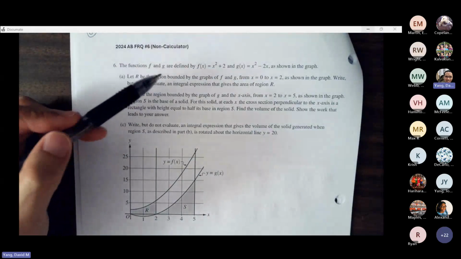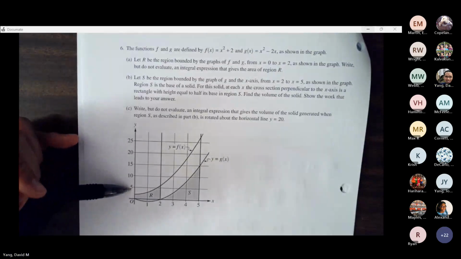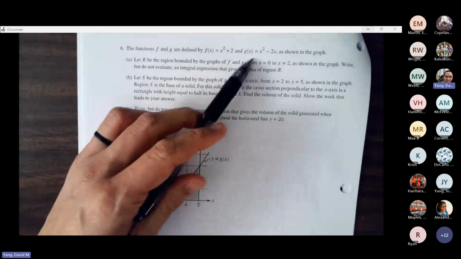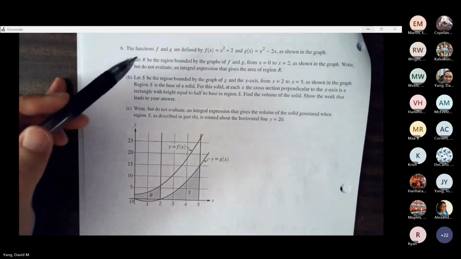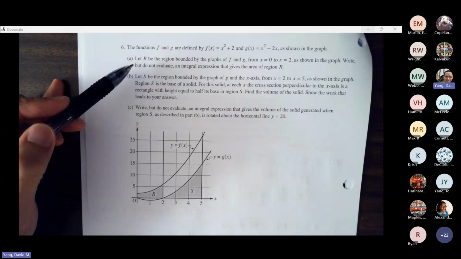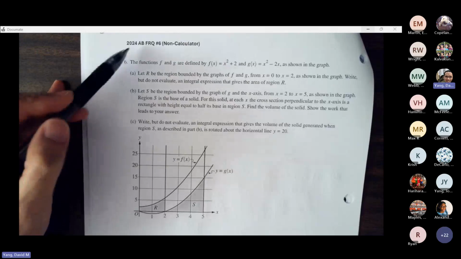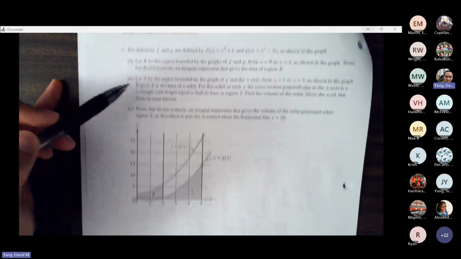Functions f and g are defined by f of x equals x squared plus 2, so we get x squared plus 2 here, and g of x equals x squared minus 2x, that's the one that's below. Let R be the region bounded by the graphs of f and g from 0 to 2. Again, this is non-calculator. Do not evaluate the integral expression that gives the area of region R.